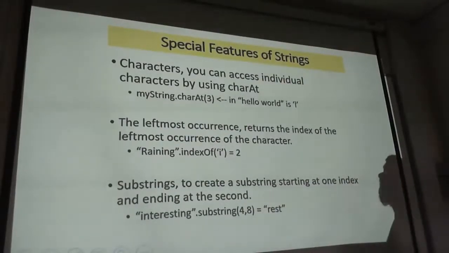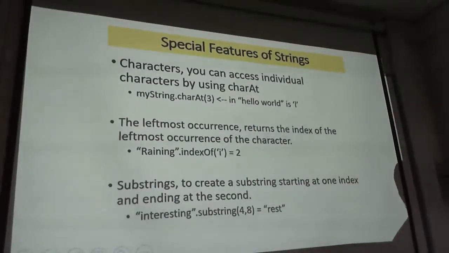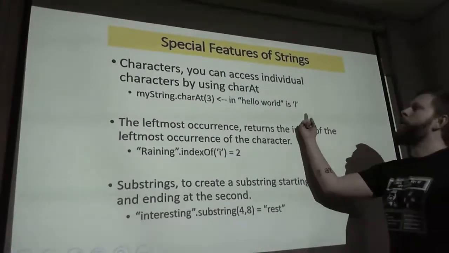If I want to access an individual character inside my string, I will use the charAt command. So lowercase c, uppercase A for at. And inside the brackets, I will send in the index that I want to access. So I'll send in 0 or 1 or 2 or 3 or 4 or 5, whatever it might be. And it will return back the character value at that index.